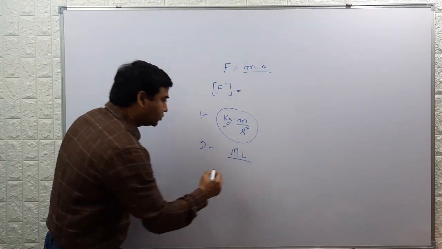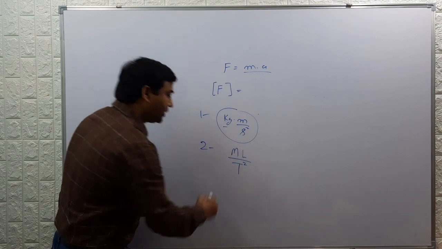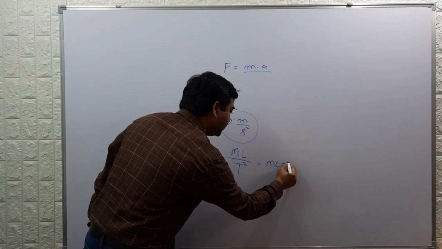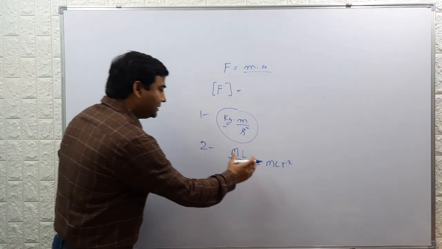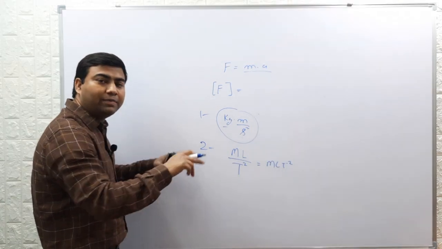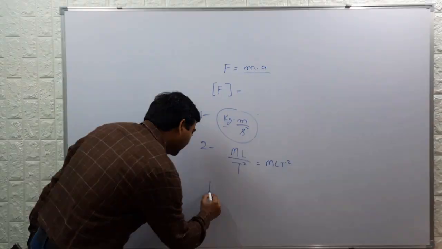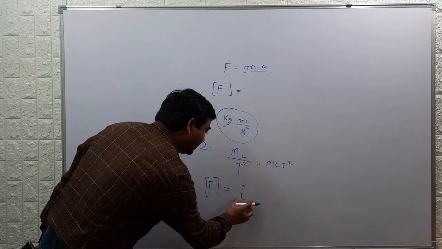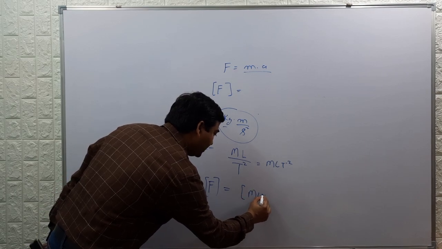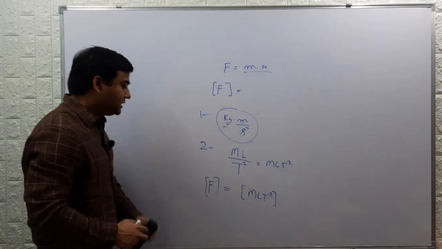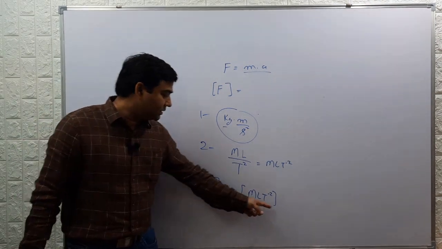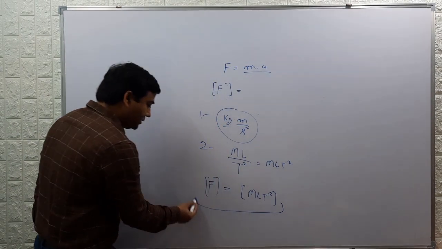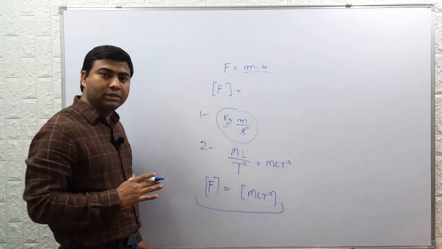Second is the unit of time, so replace second by T square. Now it can be written as M L T minus 2. As the dimensional formula is always represented by a bracket, we can say the dimensional formula of F is [M L T^-2]. So these dimensional equations are always represented with the help of brackets. This is the dimensional formula of F, that is force.